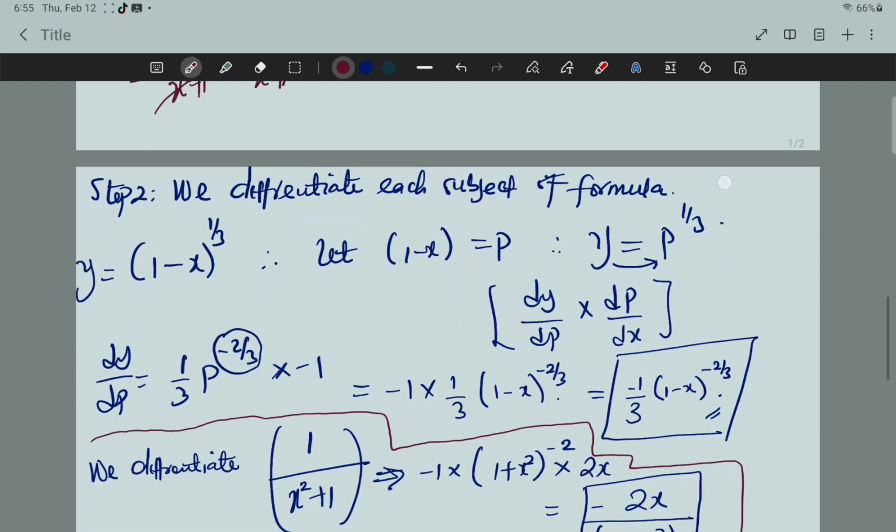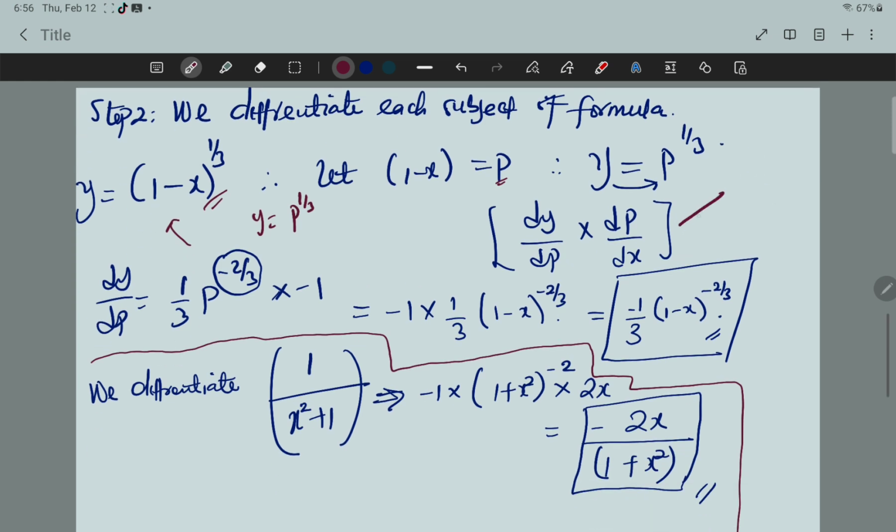So let's differentiate that. We said let y equal (1 minus x) raised to the power of 1 over 3. Then 1 minus x is equal to p. You can see it here. Now y is equal to, let's represent 1 minus x as p and bring it back to this equation. It means that y is equal to p raised to the power 1 over 3. Is that correct? So that we can do a chain rule. This is the chain rule: dy/dx equals dy/dp multiplied by dp/dx.